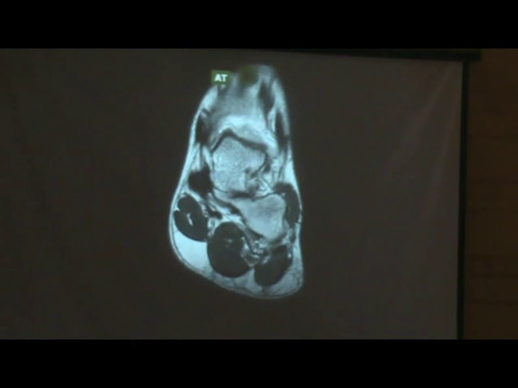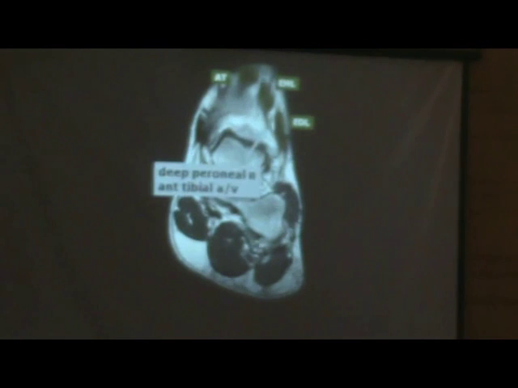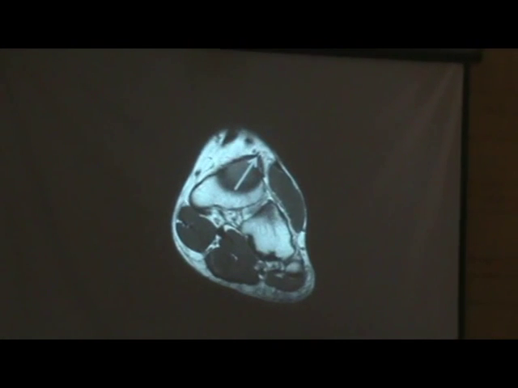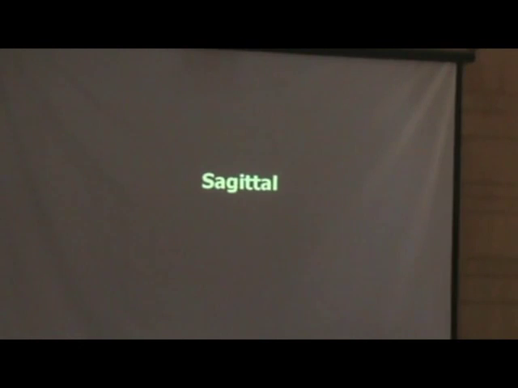So coronal slice is very difficult. We see the extensor tendons here, and we find here the deep peroneal nerve with the anterior tibial vessels as well, and we can follow them until its division. The deep peroneal nerve divides into medial and lateral main branches.